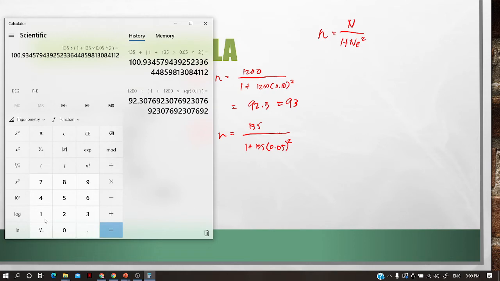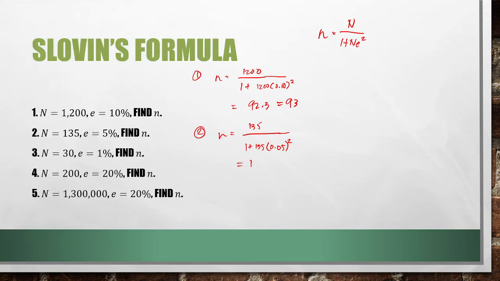We'll have here 100.9. So rounding it up, we will have here 101. Same goes for the other formula. We have here n is equal to 30, in which we will be dividing the 30 by 1 plus 30 e, which is 1%. So we have here 0.01 squared.